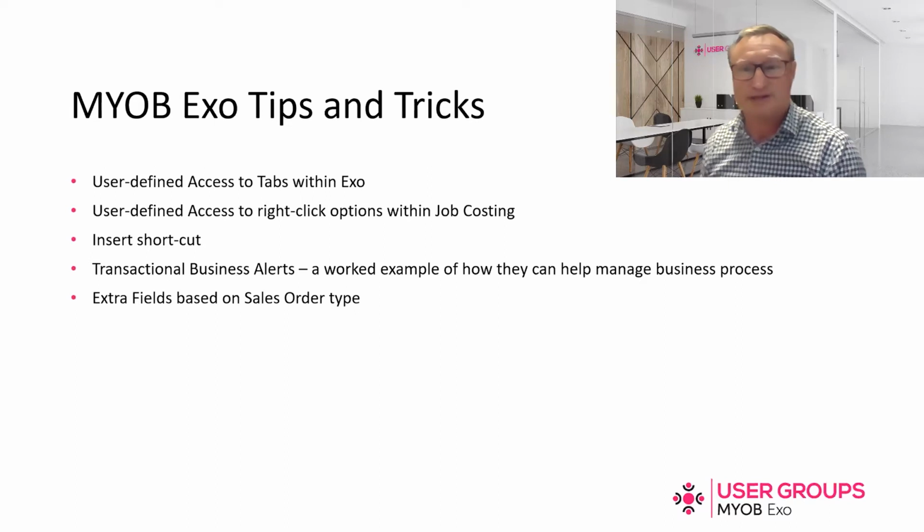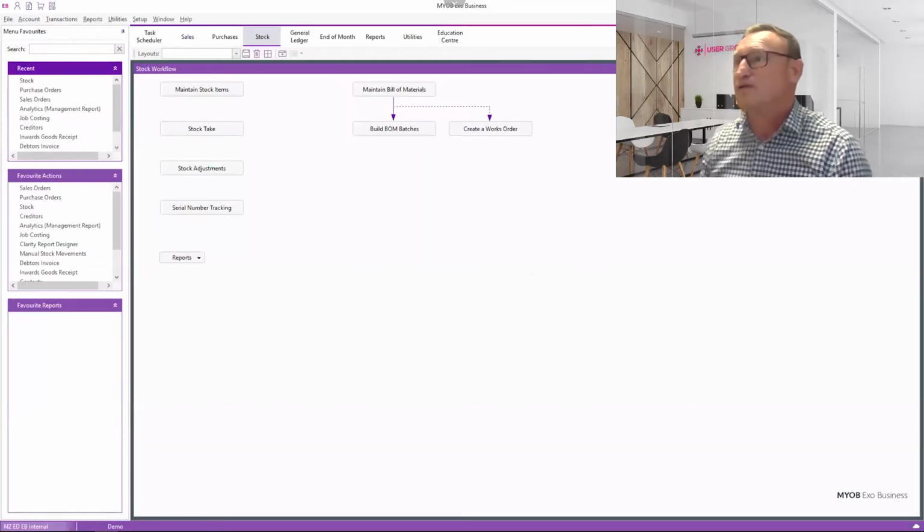I'm going to give you a quick tip on how to easily insert lines within transactions within Exo. We're going to take a look at transactional business alerts and go through a worked example of how they can help manage a business process. We're going to close out by taking a look at some new features around extra fields based on sales order type. So without any further ado, let's take a look at hiding tabs within an Exo menu.